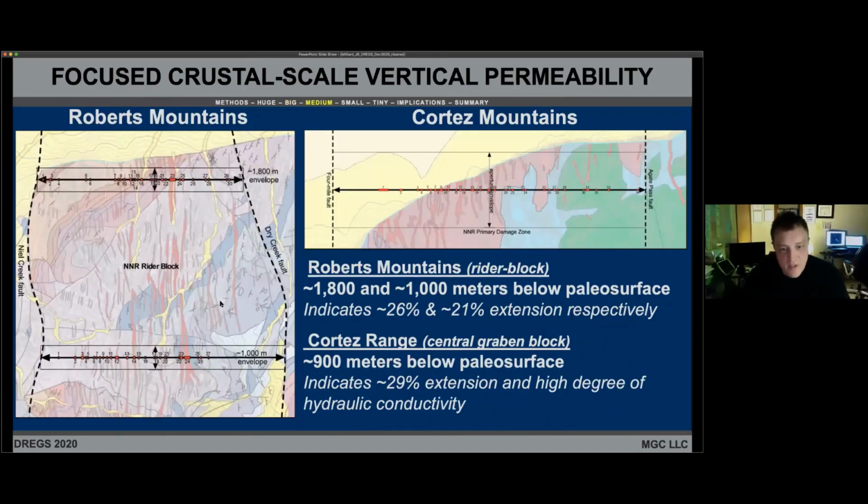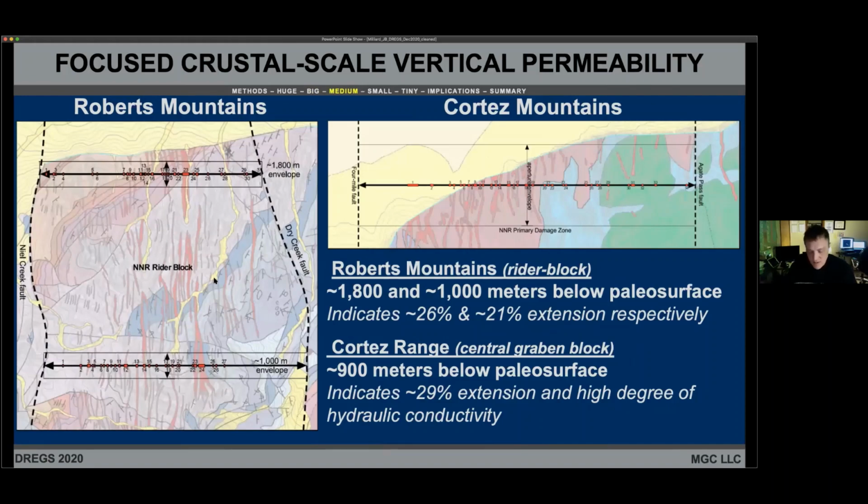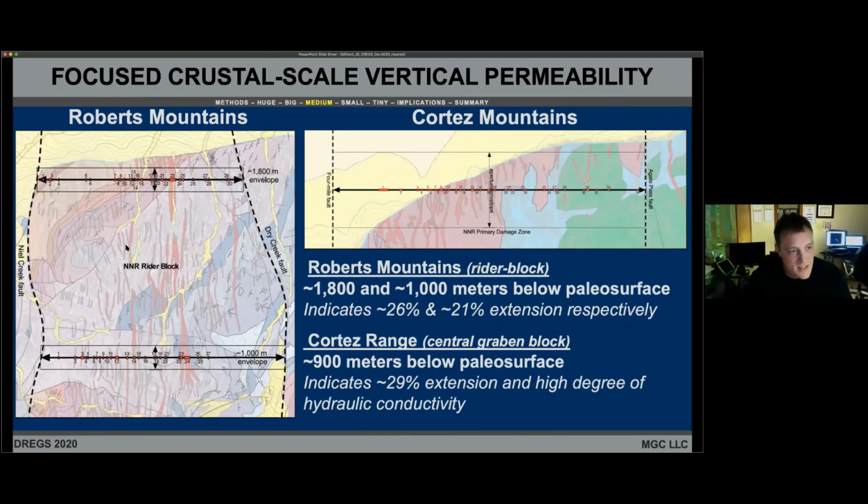So these maps we're looking at now are just little thumbnail components of those larger regional maps of the whole mountain range. Roberts Mountains on the left, this is the very northern escarpment. The Quaternary fault is right here, bounding Paleozoic basin next to the Quaternary basin. Same thing here in the Cortez Mountains. Quaternary fault bounding the Cortez escarpment next to the Crescent Valley Basin.